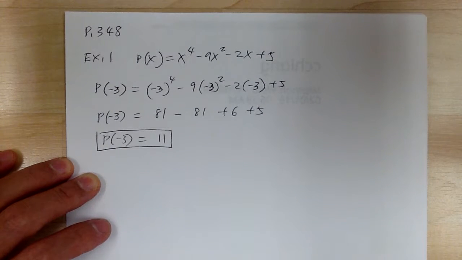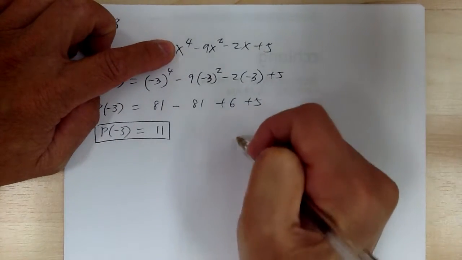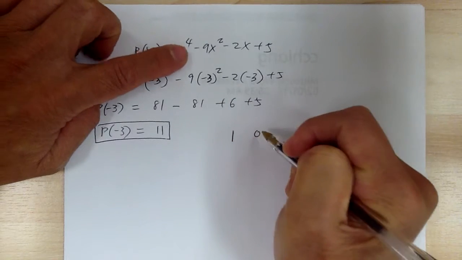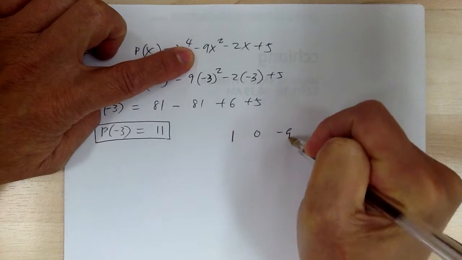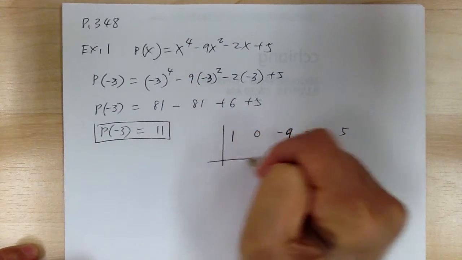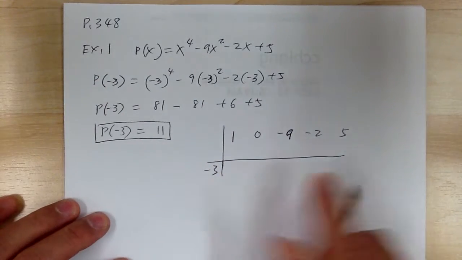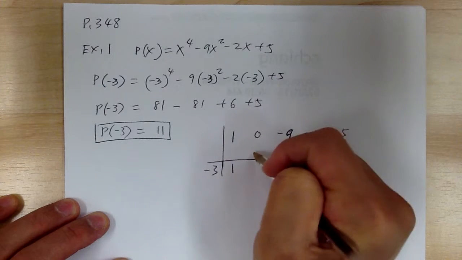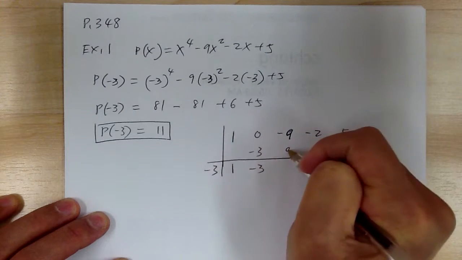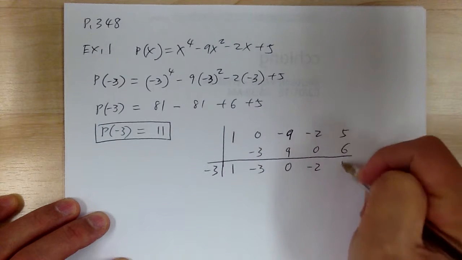The remainder theorem says that you can use synthetic division to divide, and then whatever the remainder is will be your evaluation. So for example, over here, when you're ready to use synthetic division, this is 1, 0, that's the x cubed term, then minus 9, minus 2, and 5. You want to evaluate at negative 3, so you put a negative 3 over here, and you use synthetic division. So drop, multiply, add, multiply, add, multiply, add, multiply, add.